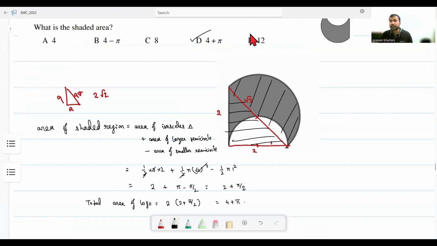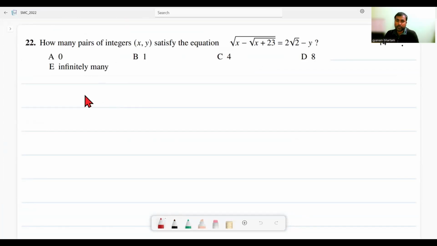Okay. Next question. Okay, question number 22. How many pairs of integers x and y satisfy the equation? This is the given equation, right? So what we can do, there are two square roots, right? So we can square both sides. So it's going to be x minus square root of x plus 23 equal to a minus b whole square. So a square is going to be 8 plus y square, minus 2ab, which is 4 root 2 y.